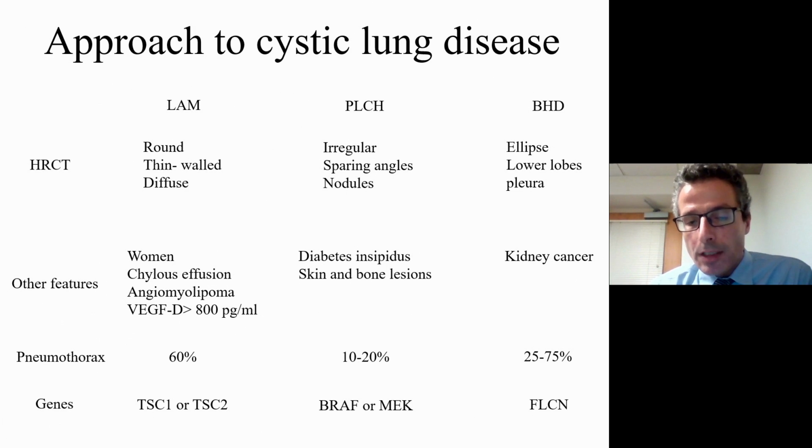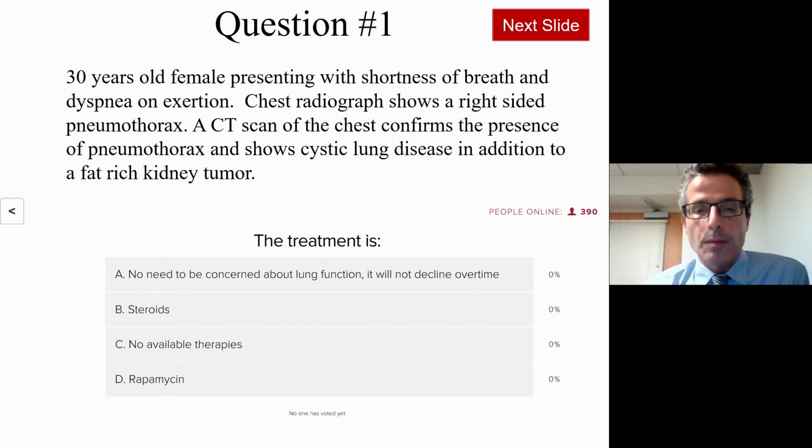And the mutations are in the tumor suppressant genes, TSC1 or TSC2 in LAM. In LCH, the mutations are most likely in BRAF or in MEK, but most likely BRAF. And in BHD, the mutation is in the folliculin gene. All of these are tumor suppressant genes. So to move on to some questions.